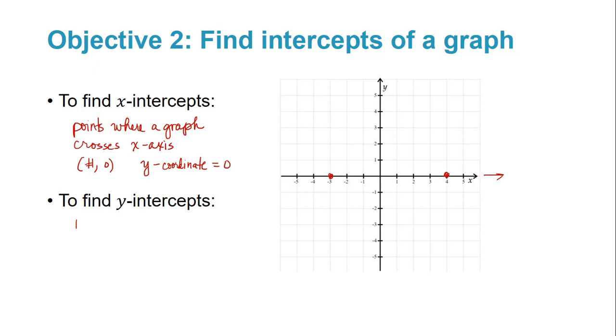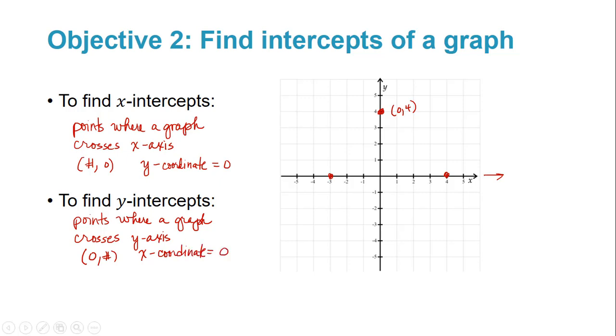The y-intercepts are points where a graph crosses the y-axis. So, for instance, if I had a y-intercept of 0, 4, at the point 4 on the y-axis, it would be of the form 0 and some number. So the x-coordinate is equal to 0 for a y-intercept.